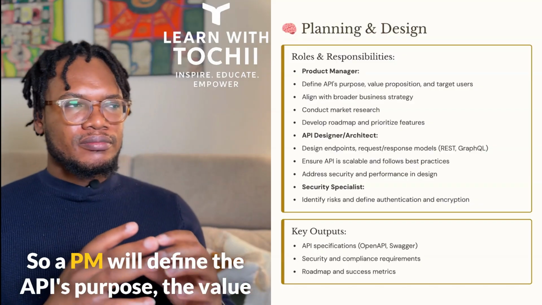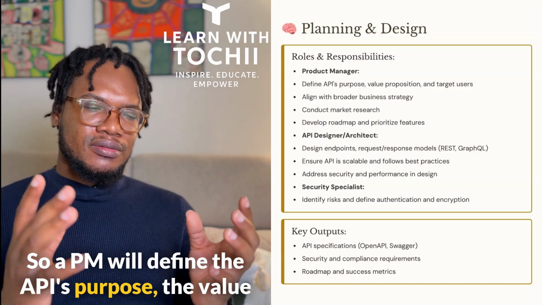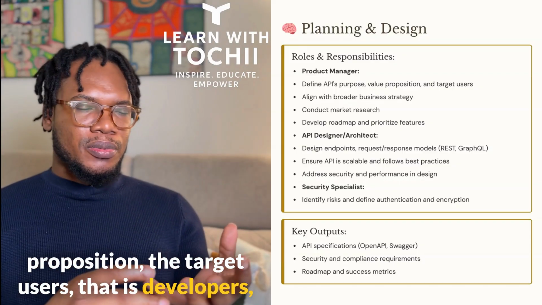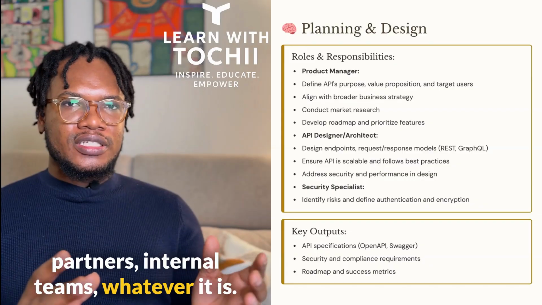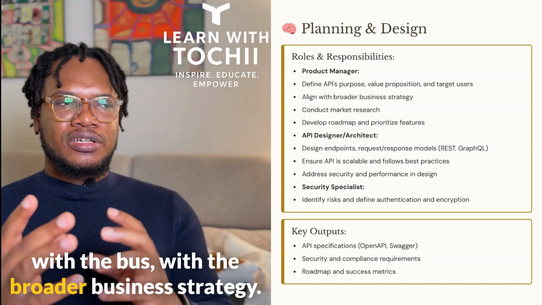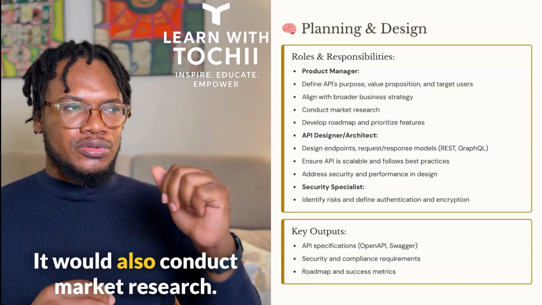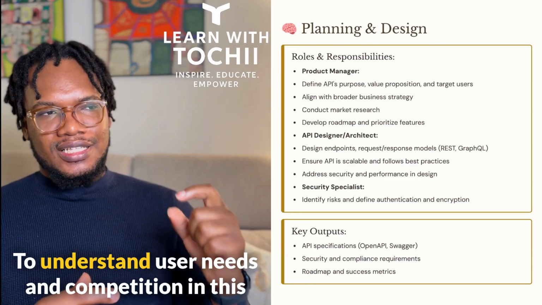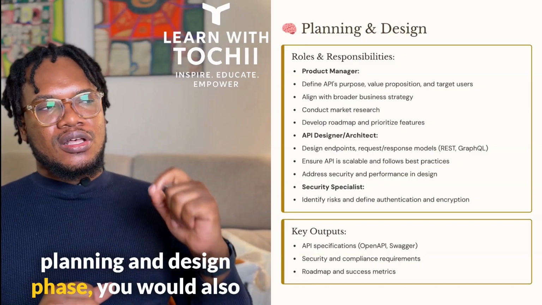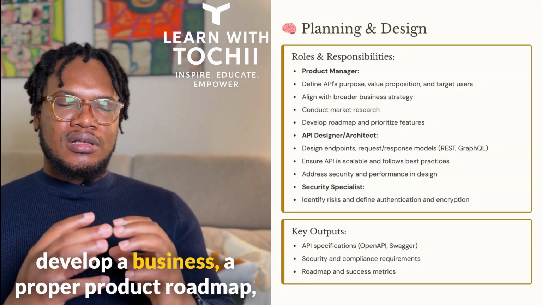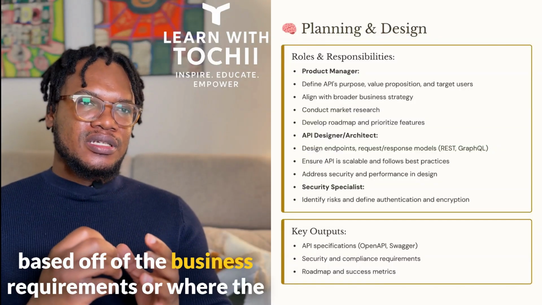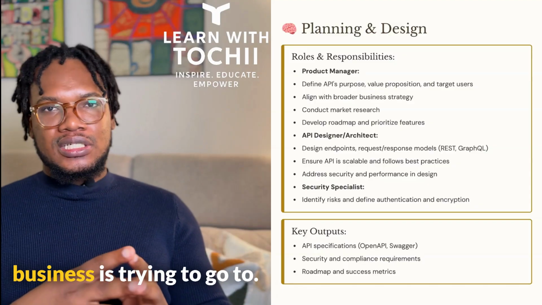So, a PM will define the API's purpose, the value proposition, the target users, that is, developers, partners, internal teams, whatever it is. It would also align the APIs with the broader business strategy. It would also conduct market research to understand user needs and competition in this planning and design phase. It would also develop a proper product roadmap, and it will prioritize the product features based off of the business requirements or where the business is trying to go.